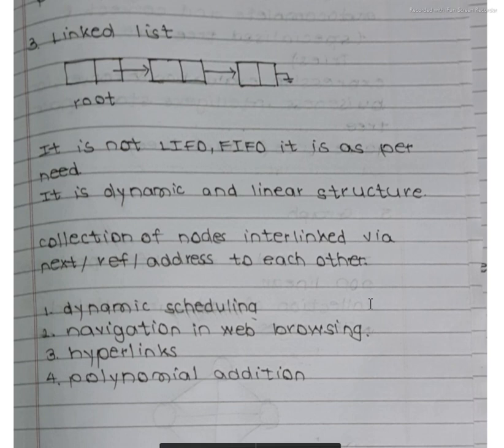Now it is used for hyperlinks. That means on a website we have different links. So after clicking on that link we go to another web page. So these are hyperlinks. Now polynomial addition. So polynomial equations can be solved using linked list.